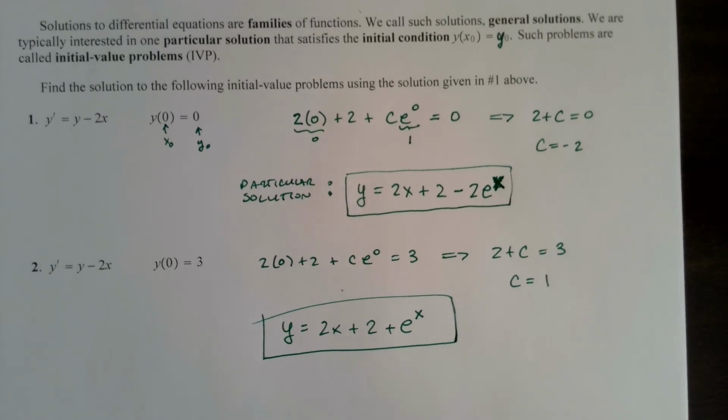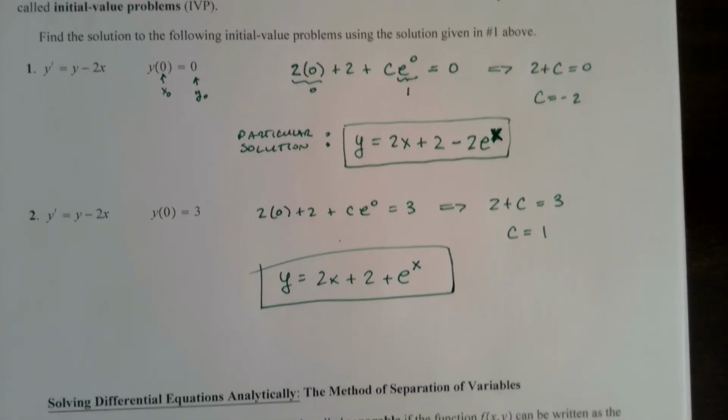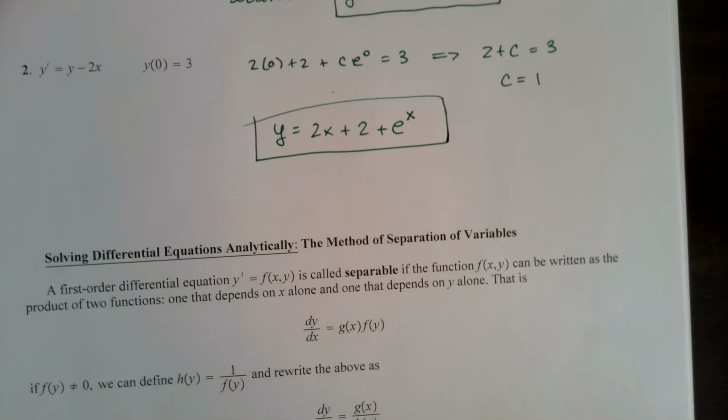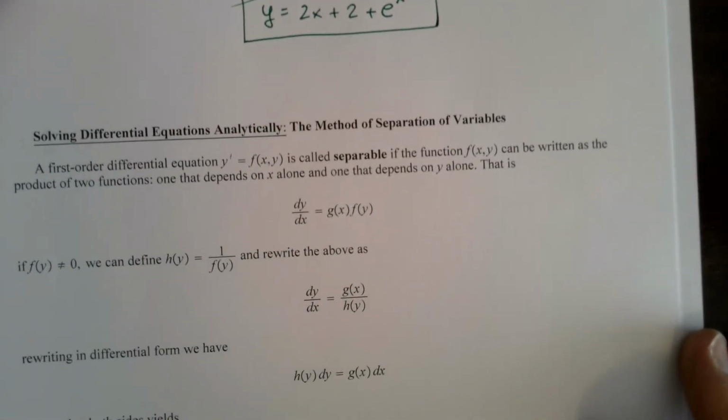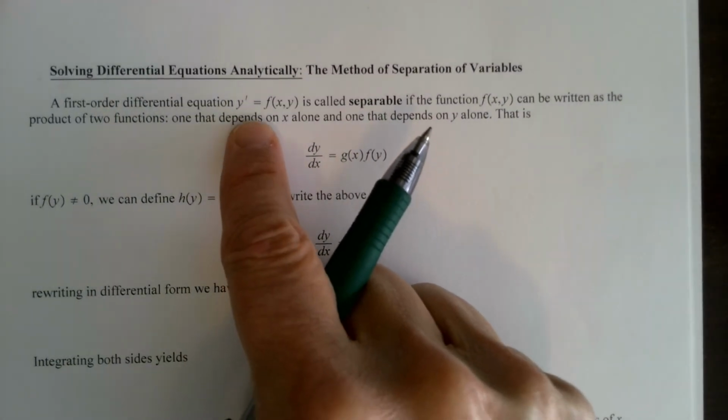Okay. So now we're ready to go. We've talked about general solutions, particular solutions, how to check solutions. Now we want to look at a method. And the method we're going to talk about is known as separation of variables.